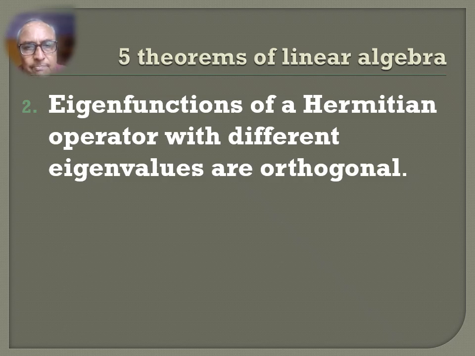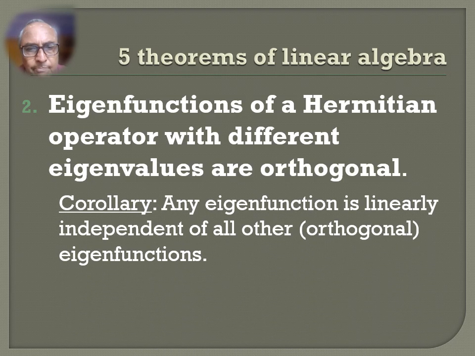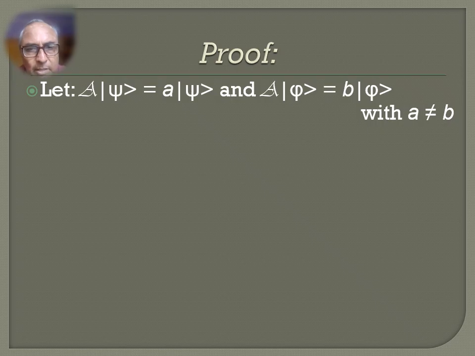The second theorem states that the eigenfunctions of a Hermitian operator with different eigenvalues are orthogonal. Okay. The corollary of this is that any eigenfunction is linearly dependent on all other orthogonal eigenfunctions. To prove this, let A operating on psi ket be equal to small a into psi ket, and A operating on phi ket is equal to b into phi ket, with a not equal to b.